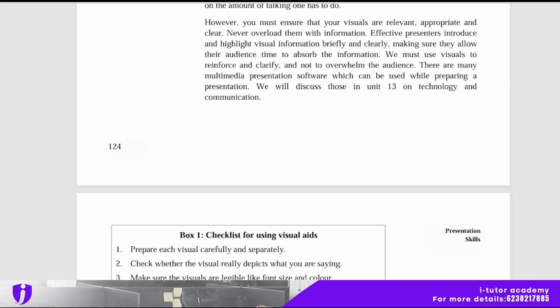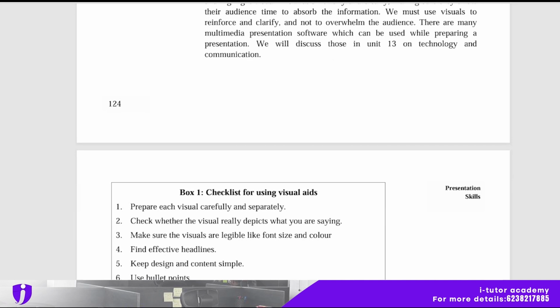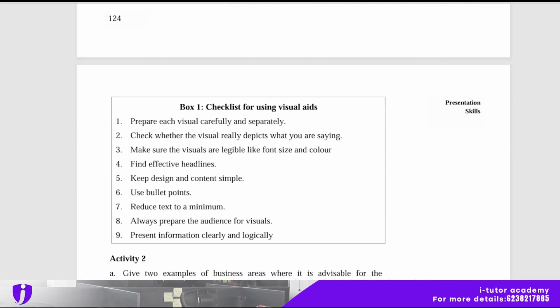Effective presenters introduce and highlight visual information briefly and clearly, making sure they allow their audience time to absorb the information. And we must use visuals to reinforce and clarify and not to overwhelm the audience. There are many multimedia presentation software which can be used while preparing a presentation. We will discuss those in Unit 13 on technology and communication, so you just wait for that.